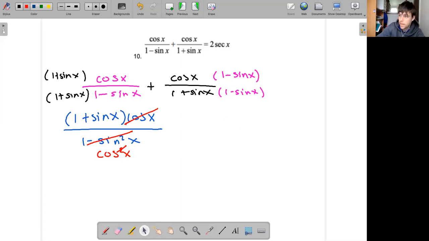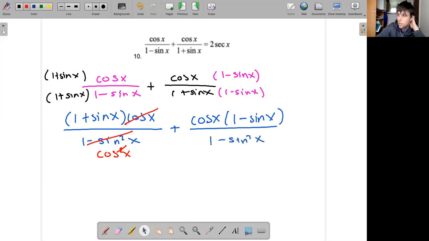Very similar thing's going to happen on the right-hand side one. Again, I'm going to leave that unmultiplied, so it's cosine x times 1 minus sine x. And we get the same denominator. We're multiplying these conjugates together. We end up with 1 minus sine squared x, which again is a well-known Pythagorean identity. This is actually equal to cosine squared. We have a cosine on top, which cancels with one of these cosines here, so it's no longer squared.